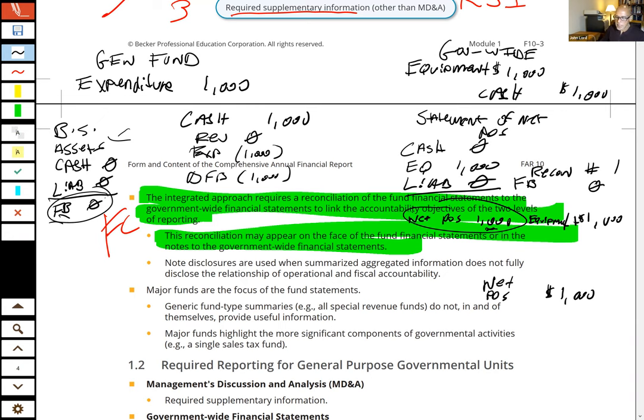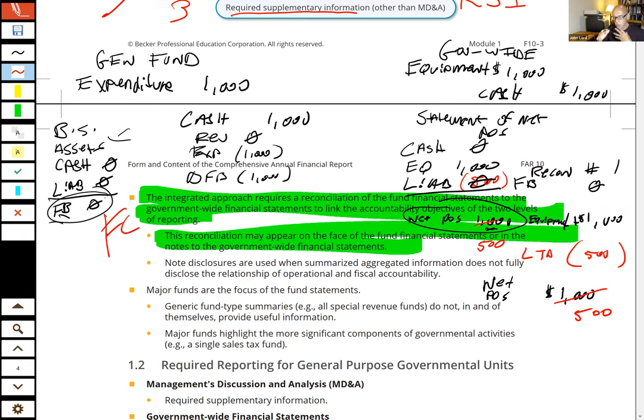Now let's say there was some long-term debt here. Long-term debt is not reported on the fund financial statements, but under full accrual accounting, let's say we reported $500 of long-term debt on the government-wide balance sheet. Well, then the net position would be how much? 500. And then in the reconciliation, we'd have to show long-term debt, 500. We would subtract that. Net position would be 500, wouldn't it?